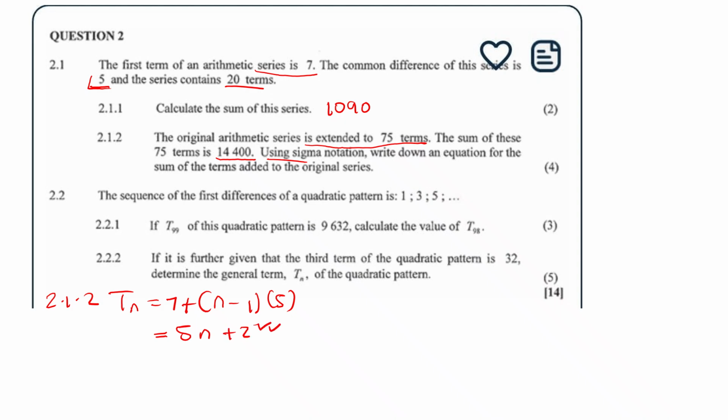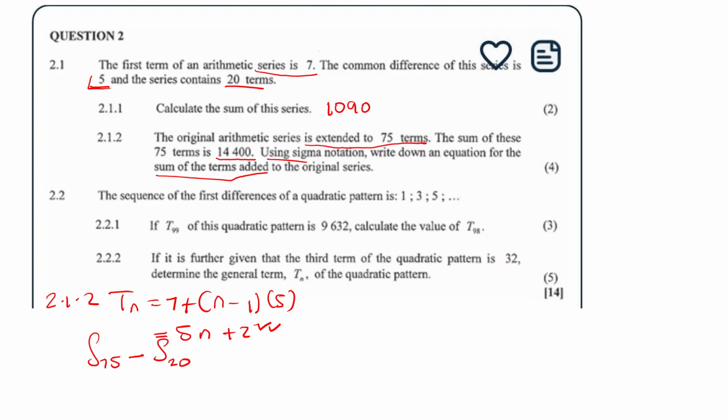They said it is extended to 75 terms. The sum of these 75 terms is 14,400. Write down the equation for the sum of the terms added to the original series. We are going to have the sum of those 75 terms minus the sum of the first 20 terms.